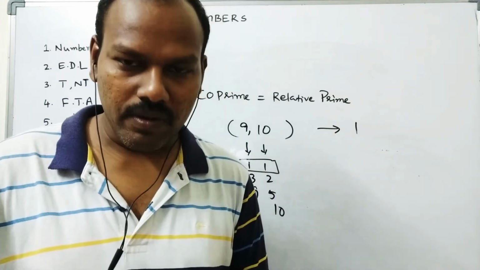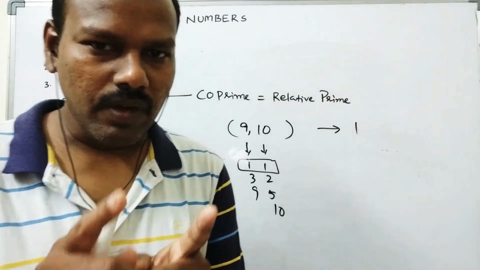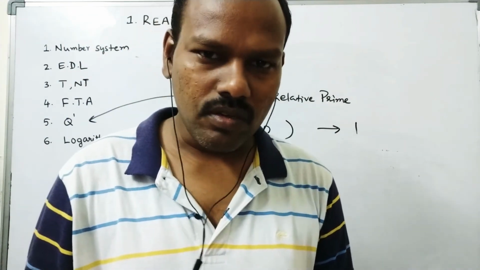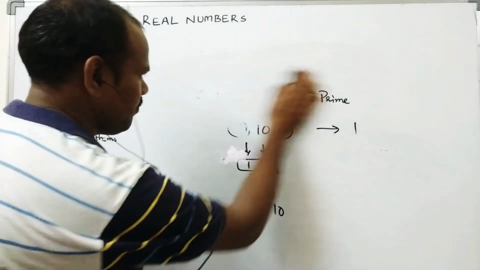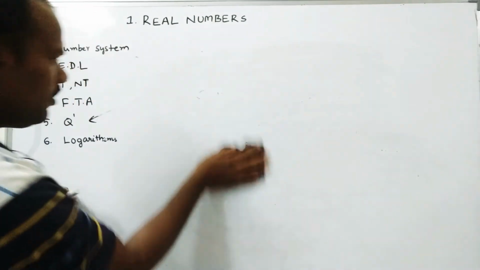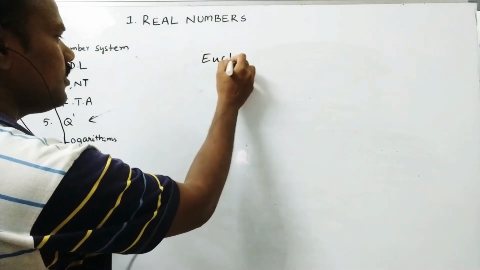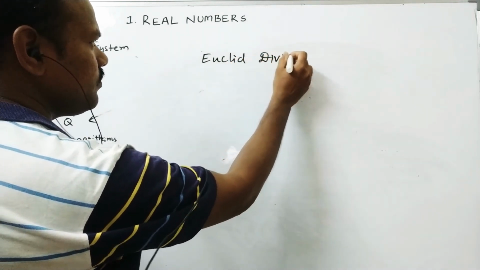Every two prime numbers are always co-prime, because any two prime numbers you take, they don't have any common factor other than 1. So they are also co-prime. Okay, right. So the first topic is completed here. Now let us see Euclid division lemma. Euclid is actually called the father of geometry. So Euclid division lemma.